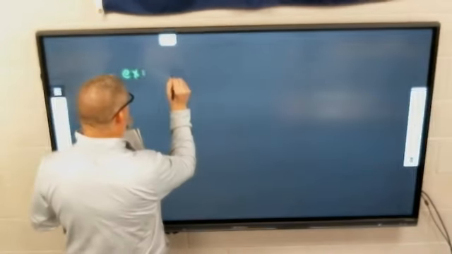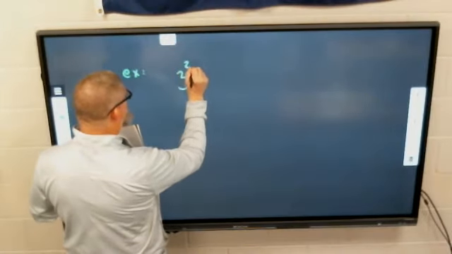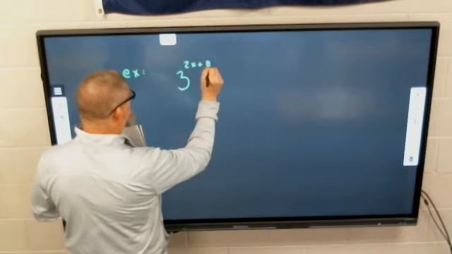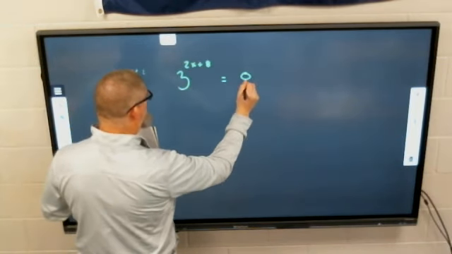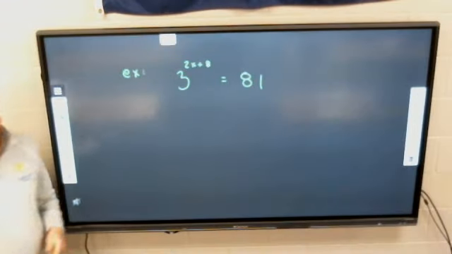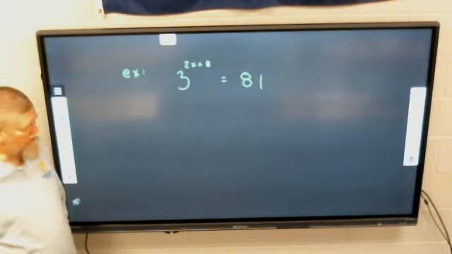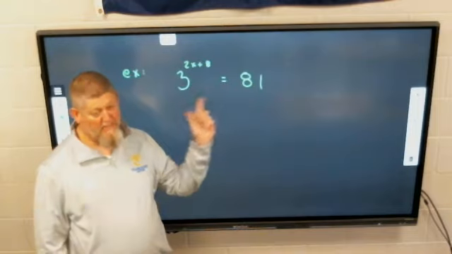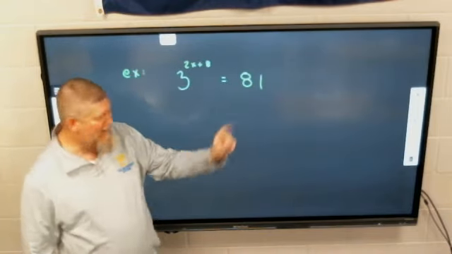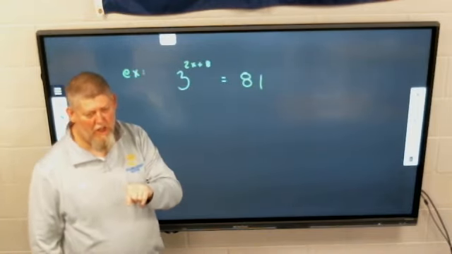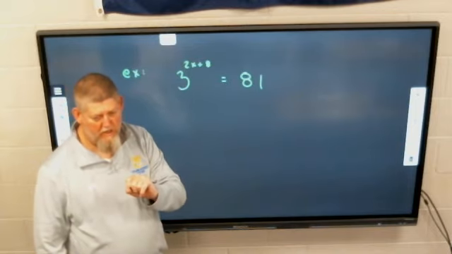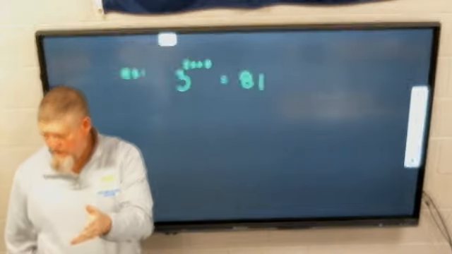Example. I give you 3 to the 2x plus 8 equals 81. So the first one, we look at this and say, well, they're not similar. 3 and 81 are not the same base. But can I write 81 as a power with a base of 3? 3 to what power is 81?